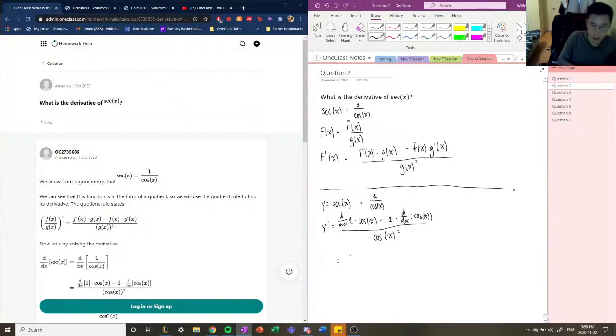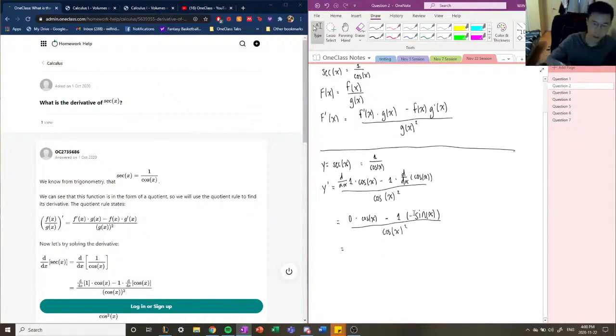So d/dx of 1 is 0, times cos of x, minus 1 times the derivative of cosine, which is negative sine. So we have negative sine of x all over cos x squared. Okay, cool. So if we simplify this, all we get is sine of x over cos x squared.